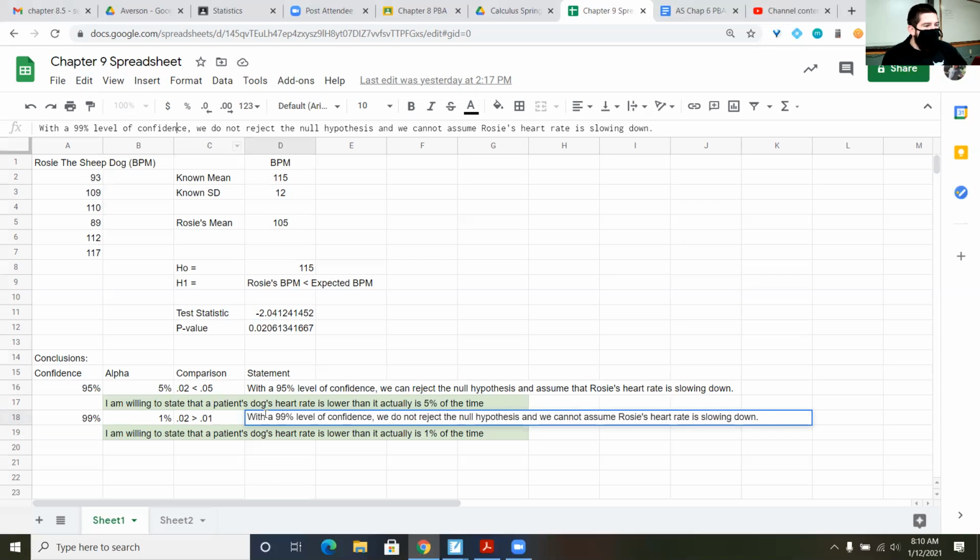With a 99% level of confidence, we do not reject the null hypothesis, and we cannot assume that her heart is slowing down. So I'm going to go out there and say, hey, yes, the heart rate is lower, but I'm not worried enough to say that her heart rate's slowing down. For now, Rosie's fine, but maybe come in a couple of months and let's check her again, and we'll see if the heart rate's still there, and maybe we'll conduct this test again. So I'm not saying that her heart rate's slowing down, but maybe it's on my warning list, maybe we should keep an eye on it, but let's not worry about anything yet.